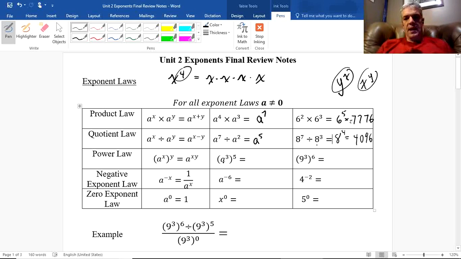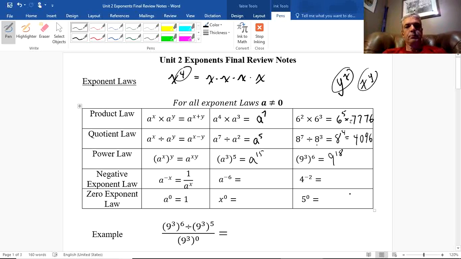So a to the power 3 to the power 5 is going to be a to the power 3 times 5, which is 15. And over here, we use numbers to do the same thing. So 9 to the power 3 to the power 6 works out to be 9 to the power 18. Not 9 to the power 9, because it's not adding, we multiply those two numbers. I'm not even going to put that in my calculator because it's going to be ridiculously huge.